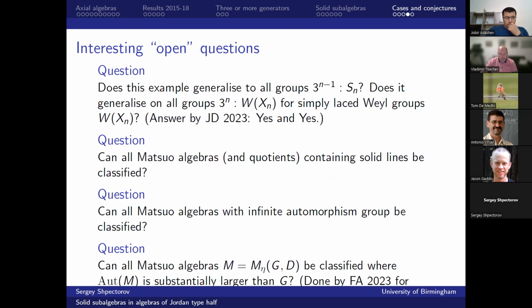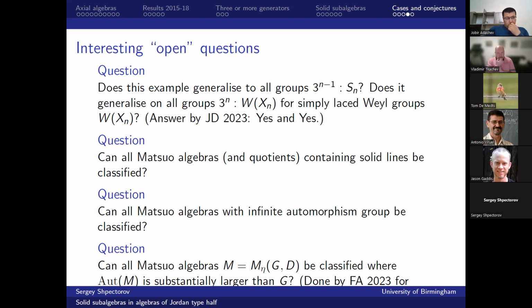Okay, and a bunch of open questions. Some of them are already actually answered since I first made the slide. So here is one question: is it possible to generalize the example from S4 to any Sn? And how about 3^n Weil groups for simply laced?